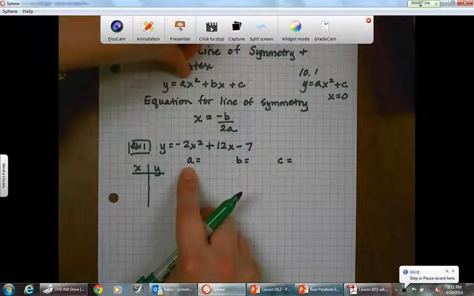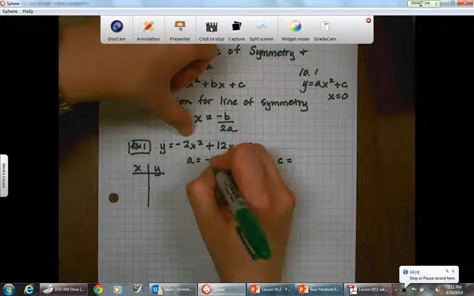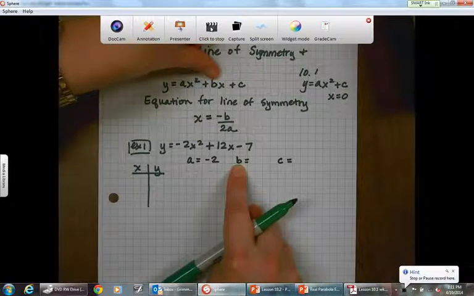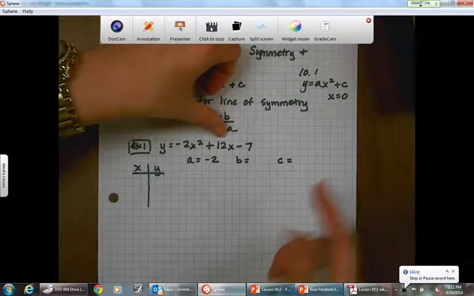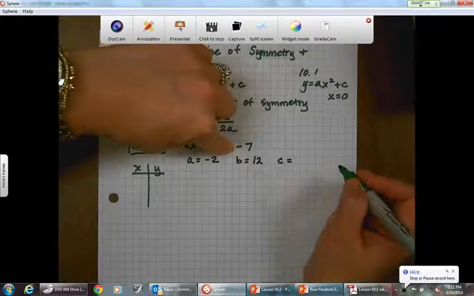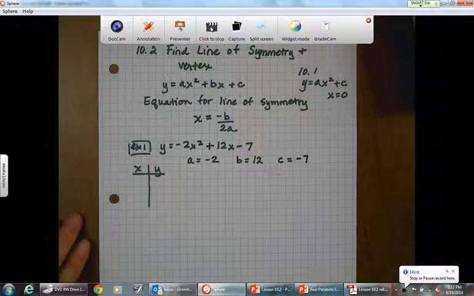So the coefficient of x squared is what here? -2, right? Okay, so -2. My b term is the coefficient of x, so here that is 12. And then my c term is this poor little guy out at the end, and he's -7. All right. Okay, and so now all I have to do is plug it into my formula.